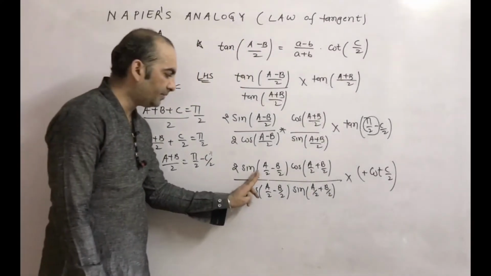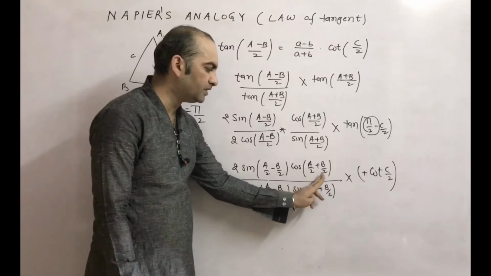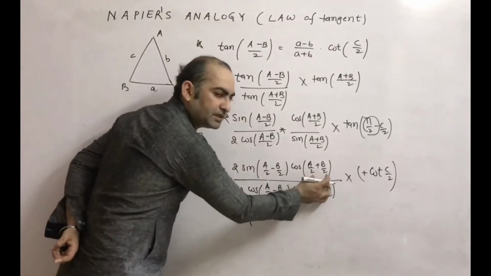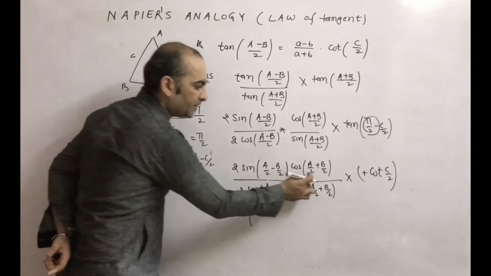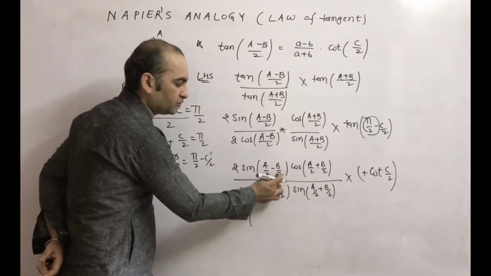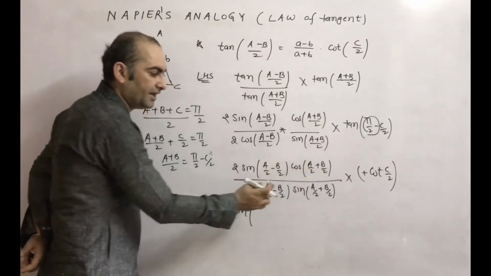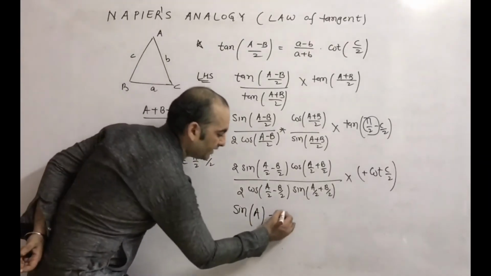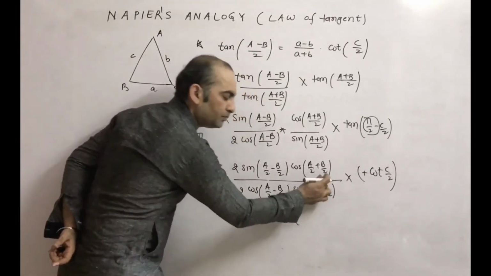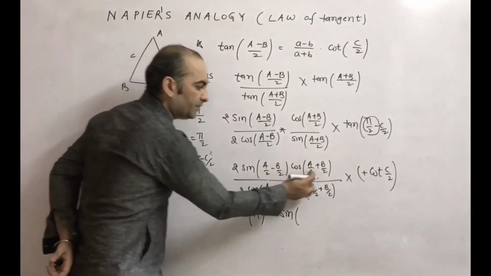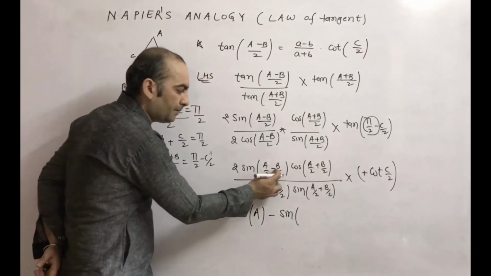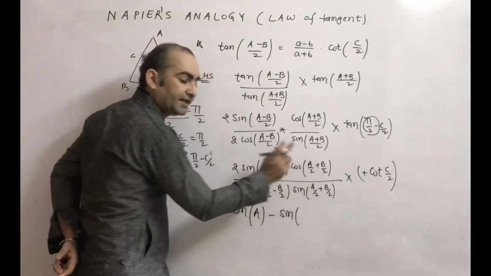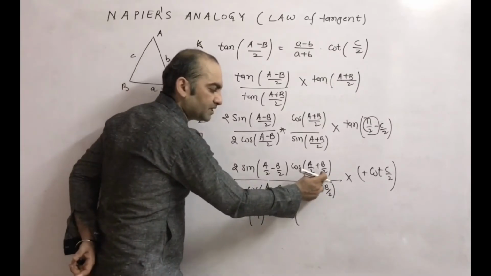Sine of (A/2 minus B/2) into cos of (A/2 plus B/2) we can write as sine of (A/2 plus B/2 plus A/2 minus B/2) plus sine of (A/2 minus B/2 minus A/2 minus B/2)... so minus B/2 plus B/2 cancels, and A/2 plus A/2 is A, so we get sine A. Then minus sine of (A/2 plus B/2 minus A/2 plus B/2), where minus minus becomes plus, A/2 and A/2 cancel, and plus B/2 plus B/2 gives sine B.